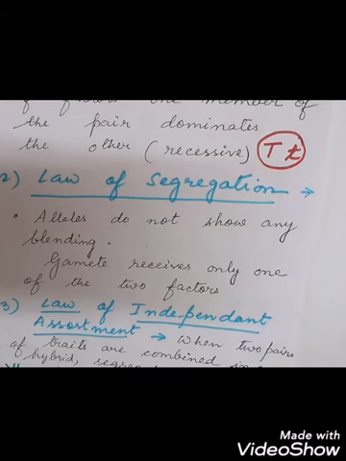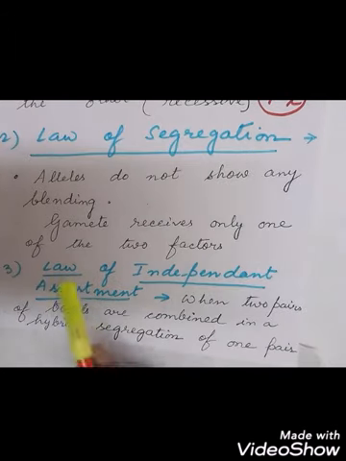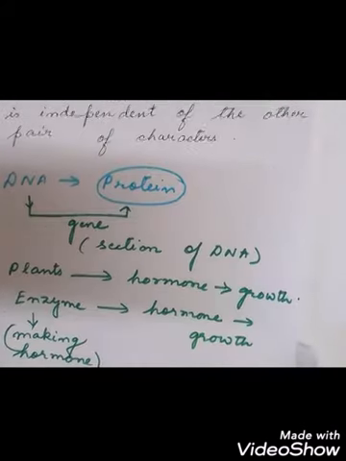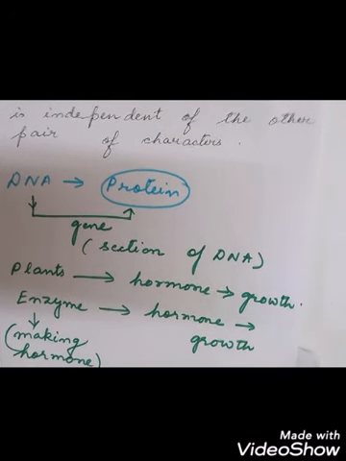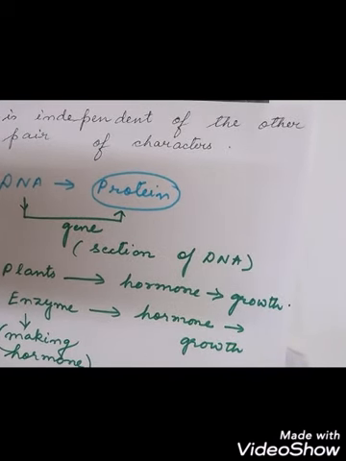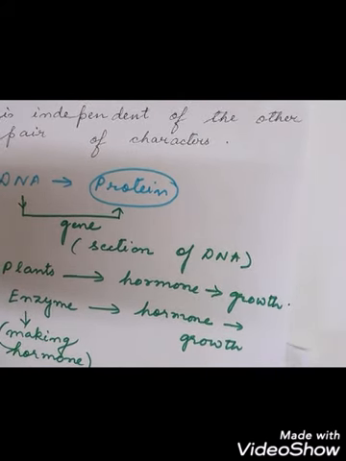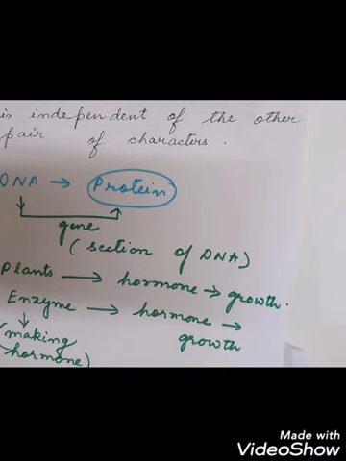And the third law is the law of independent assortment. So the law of independent assortment shows what? When two pairs of traits are combined in a hybrid, segregation of one pair is independent of the other pair of characters. So what is told is that whenever there is a pair of characters or traits which are combined to form the hybrid, then segregation of one pair, when we are segregating one pair, it is independent of the other pair of characters. Both are independent.